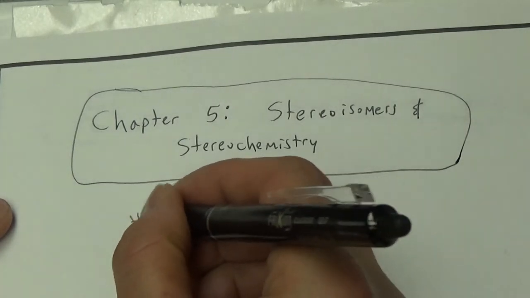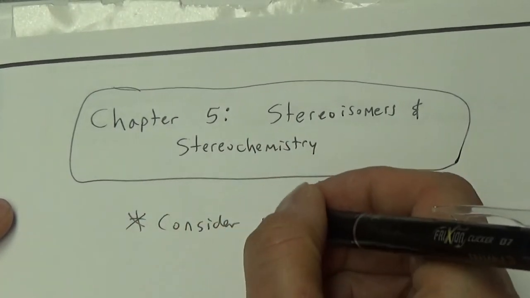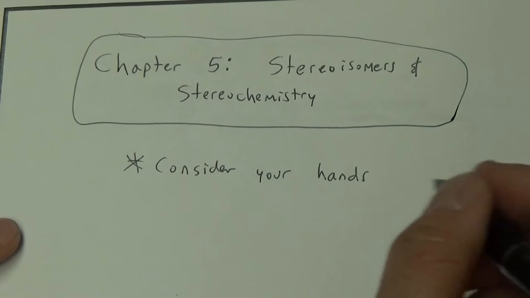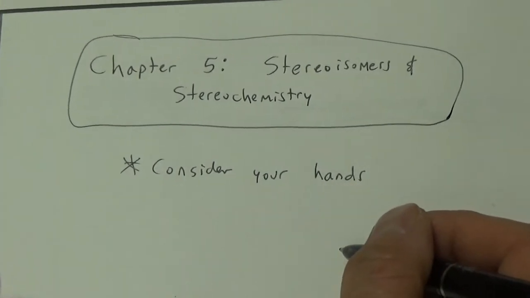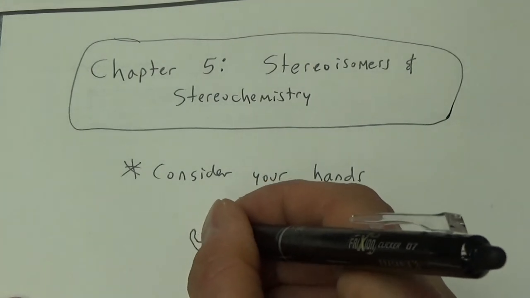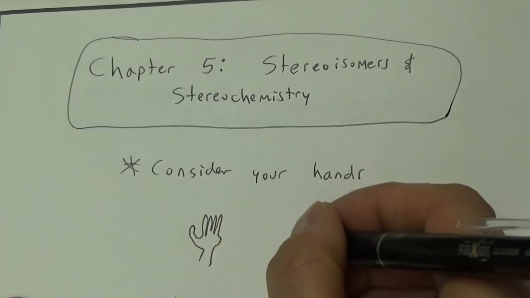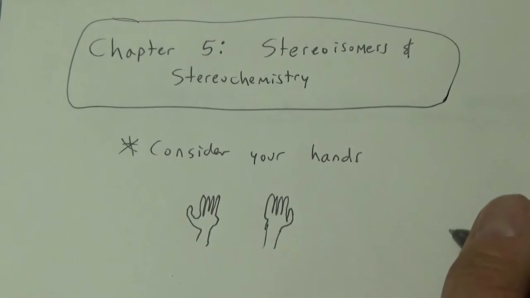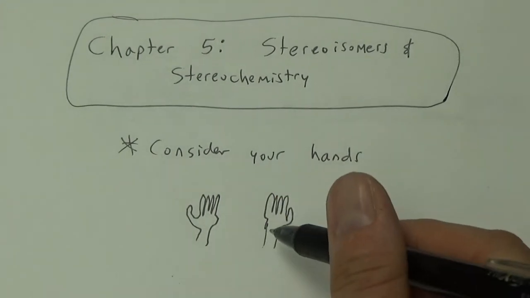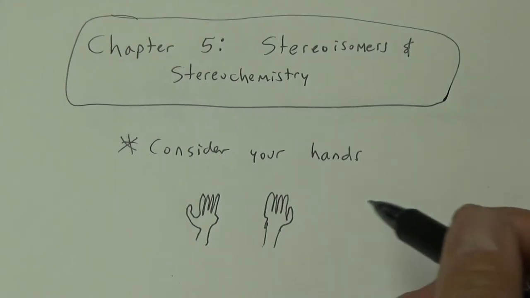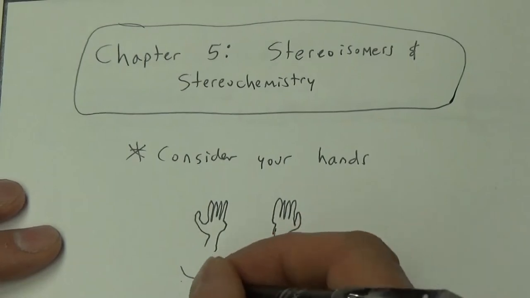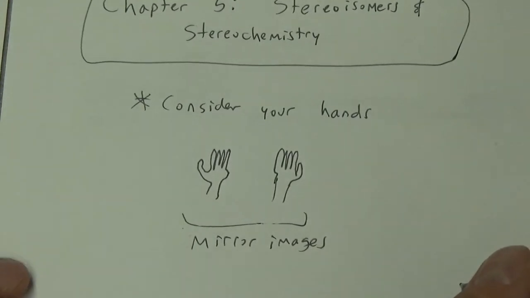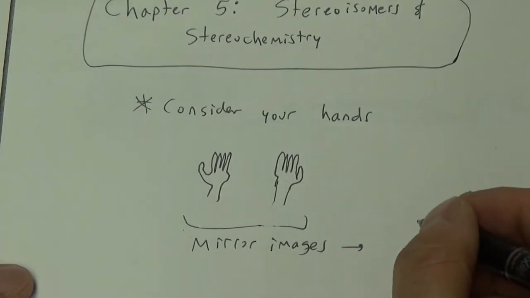As a good starting point, consider your hands, and the relationship of your hands. And I'm going to draw really terrible depictions of hands. So there's my thumb. All right, and here's my other hand. So your hands seem identical, but they're actually not identical. What's the relationship of your hands? They're mirror images of each other, right? It's not like your left hand is the same as your right hand. They're mirror images of each other. They're mirror images that are not superimposable.